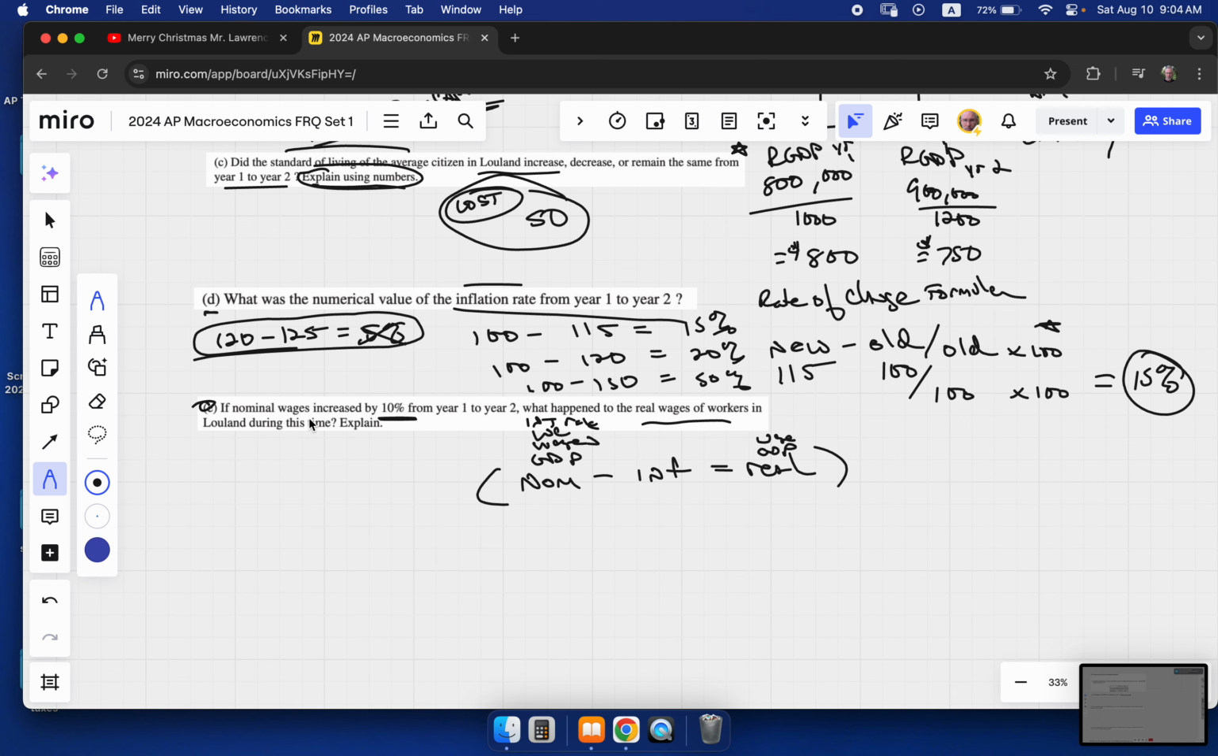So nominal wages went up by 10%. Everybody got a raise of 10%. That's what your nominal wages is, what you get paid. So everybody got a raise of 10%, but inflation went up by 15%. In essence, your real wage went down by 5%. So you can buy 5% less stuff due to inflation. And this should make sense to us by this stage of the game.